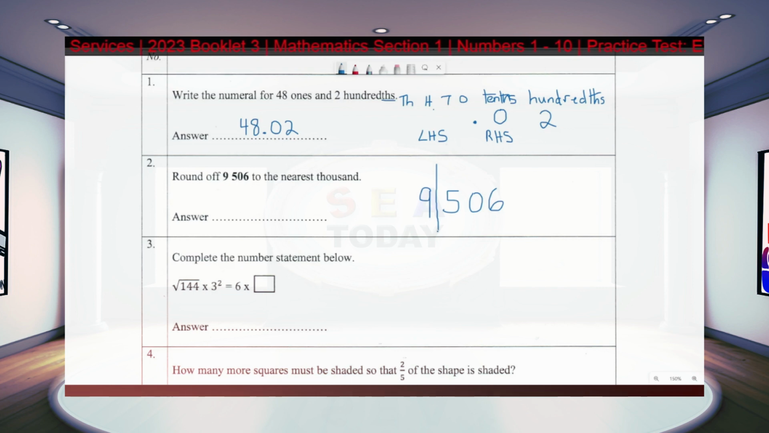So once the number coming immediately after on the right hand side is 5 or more, we will add 1 to the number before the line. If it is less than 5, we would keep the number the same. That's before the line. So here 5, so we're going to add 1 to the 9, giving us 10. And the line helps us to put in zeros for all the numbers coming after it. And our final answer for number 2 is 10,000.